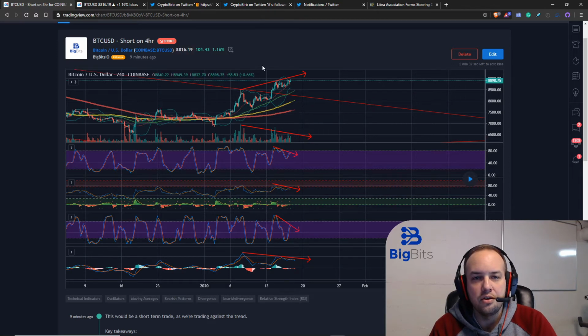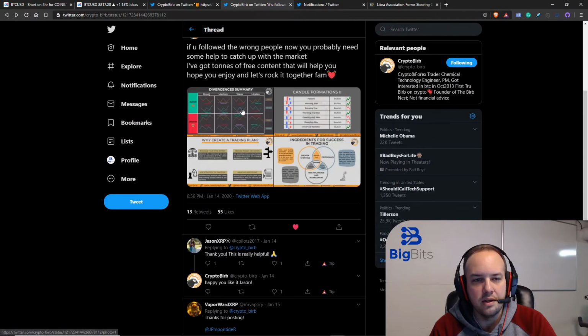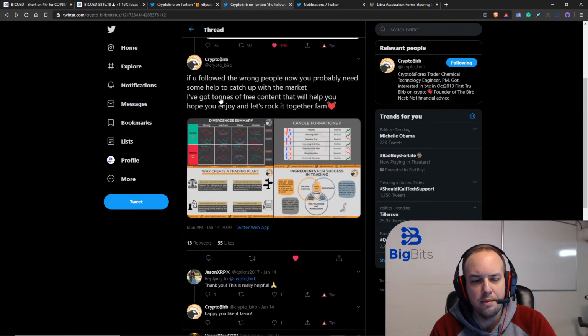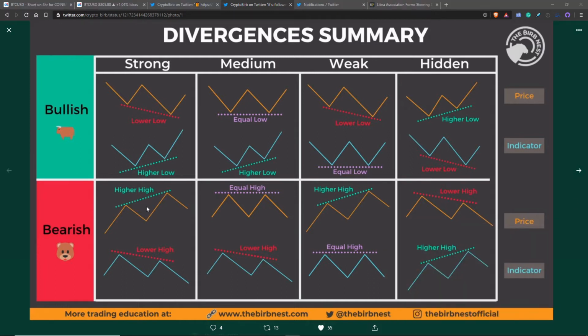And there is a good chart out here. I forget which one it is. This one, there's a Twitter account, CryptoBurb, with a lot of followers, who posted some really good material that I am interested in, and that is this wonderful Divergences Summary chart. We're looking at bearish divergences on the 4-hour chart right now. We are looking at higher highs in the price, you can see, and lower highs on the indicators that we're working with.